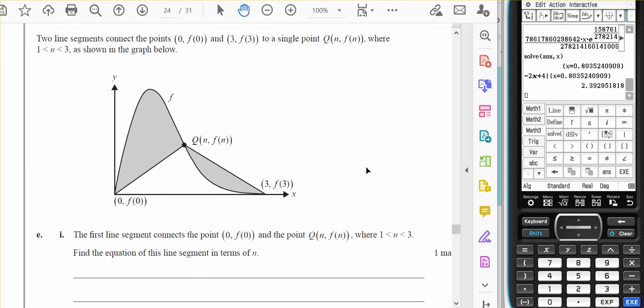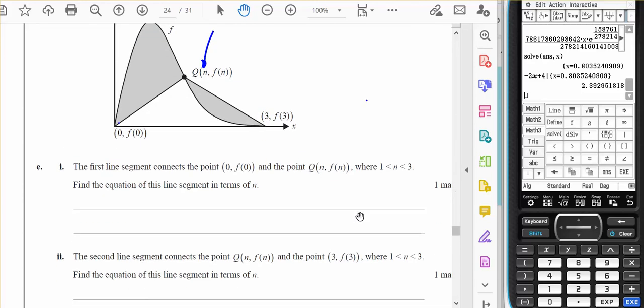Okay, so now we have the two line segments connecting 0, f(0), and 3, f(3), and there's this other point in here, and n goes between 1 and 3. So n has to be in the middle, or in between. The first line segment connects a point to the point where, find the equation of this line segment in terms of n.